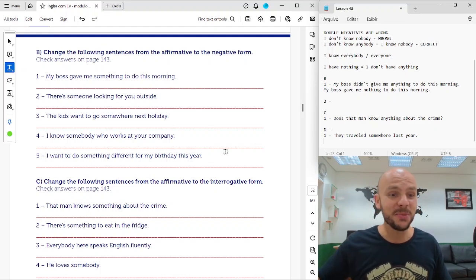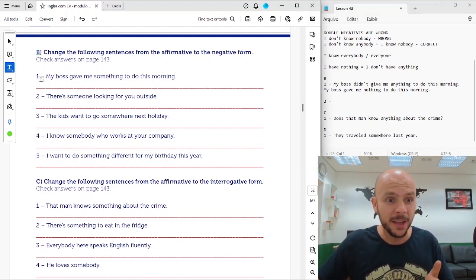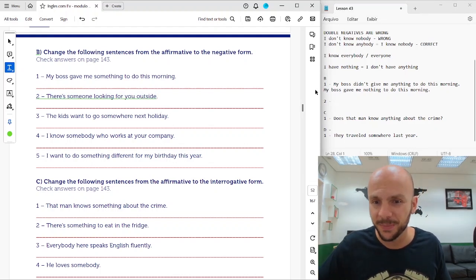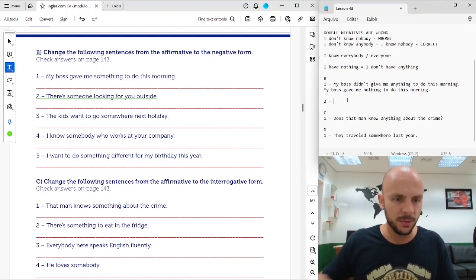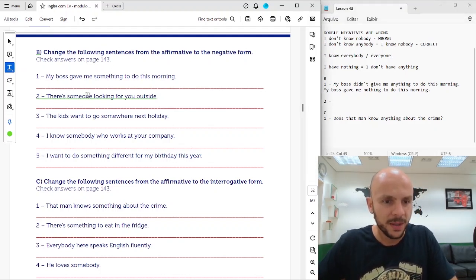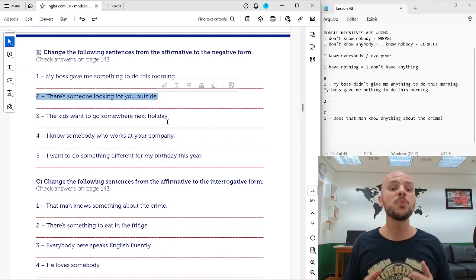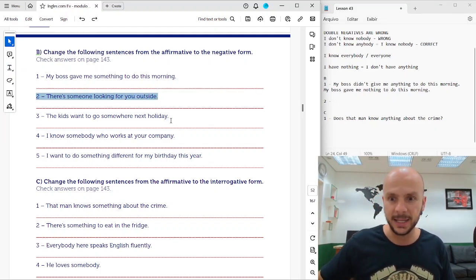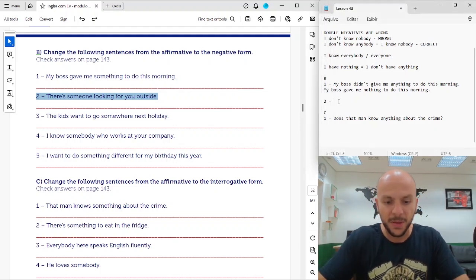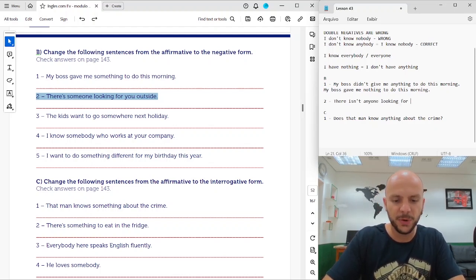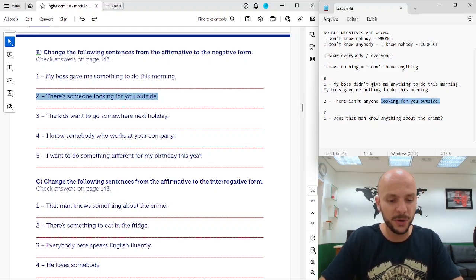Awesome. Let's correct them together. Letter B and number 2. From affirmative to the negative form. Number 2. There's someone looking for you outside. Negative. There isn't anyone looking for you outside.